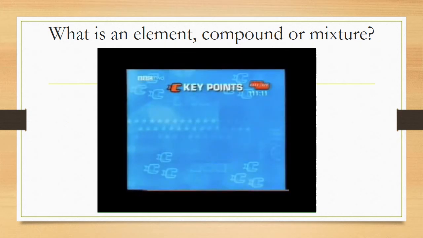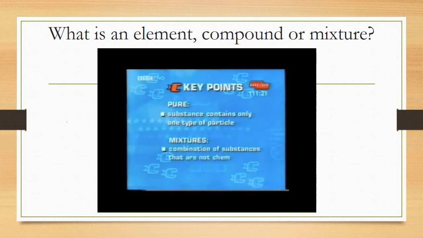So when referring to the word pure in chemistry, pure means a substance which contains only one type of particle. Mixtures are a combination of substances that are not chemically combined and can be separated.